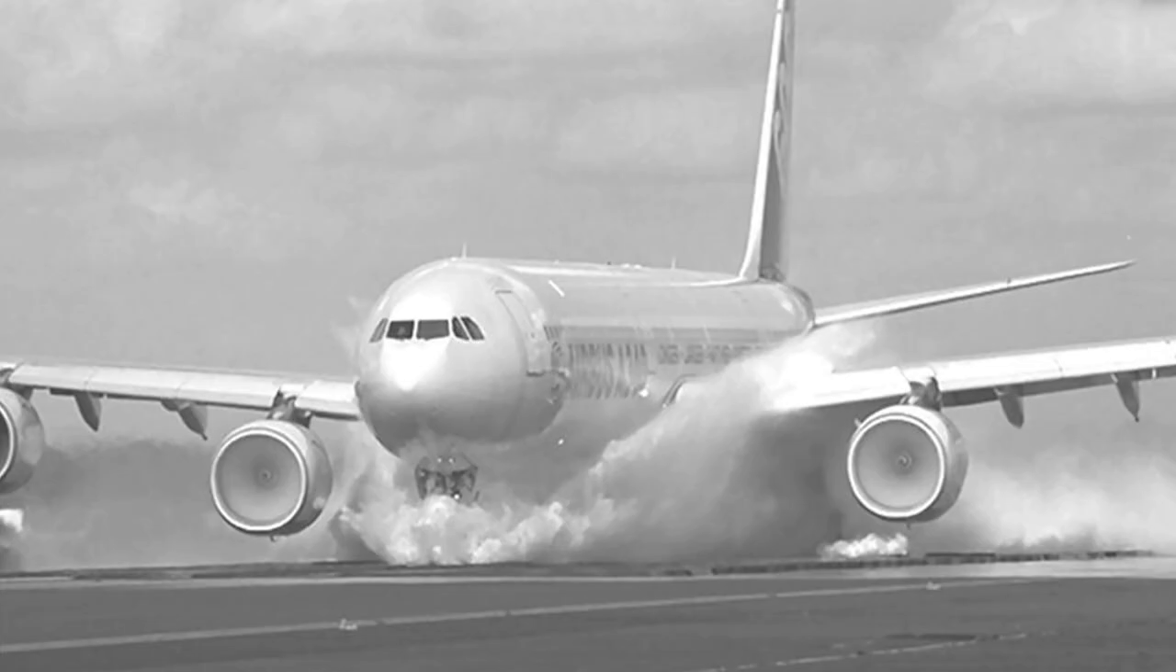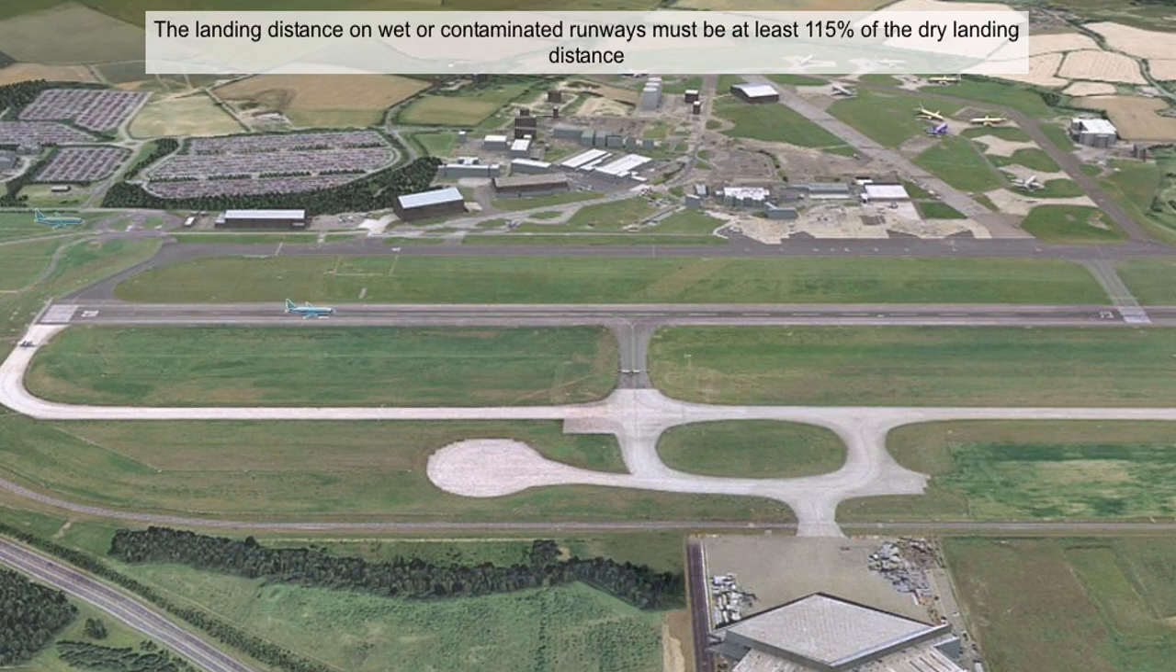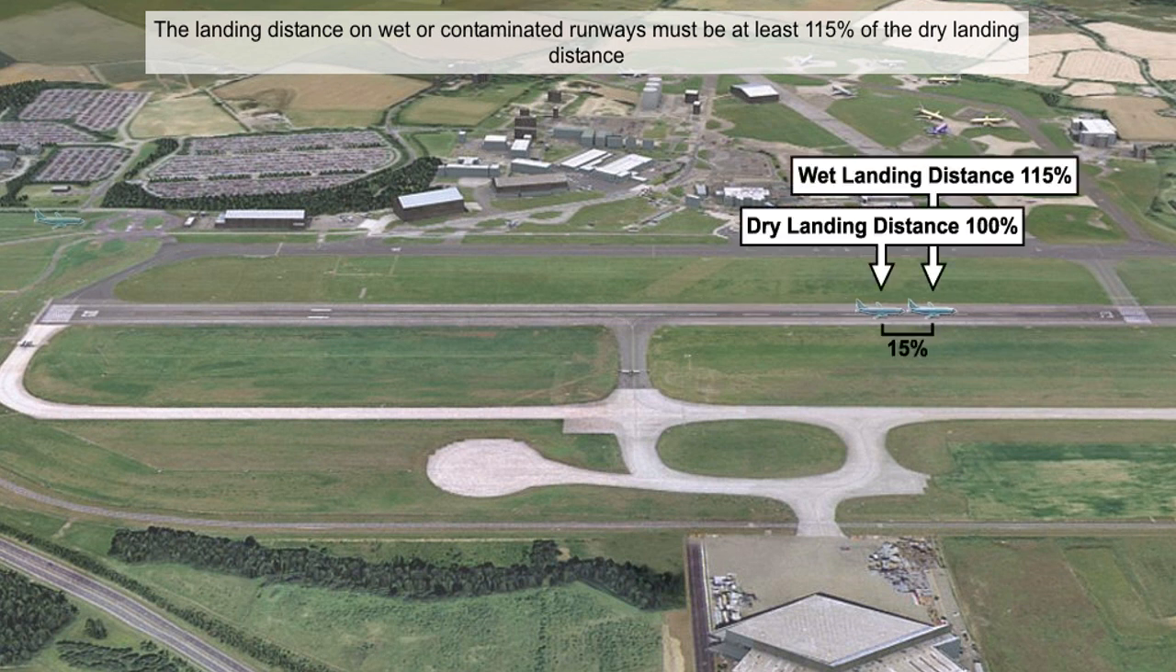An important landing requirement is the one that addresses landing on wet or contaminated runways. JAR Ops 1 states that if weather reports or forecasts indicate that the runway at the estimated time of arrival will be wet or contaminated, the landing distance must be at least 115% of the dry landing distance. In other words, on wet or contaminated runways, the landing distance must be increased by 15% or by a factor of 1.15.